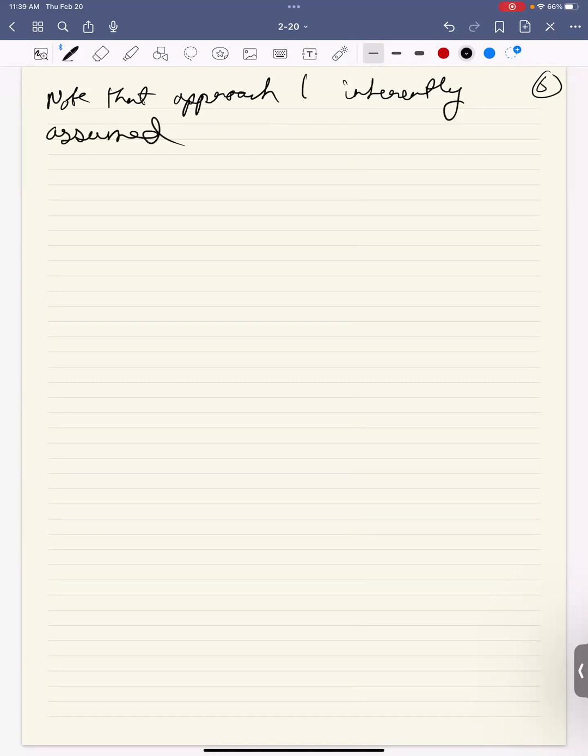So note that approach 1 inherently assumes the thermodynamic limit when we said n is much more than 1. Okay, now we work with canonical ensemble.